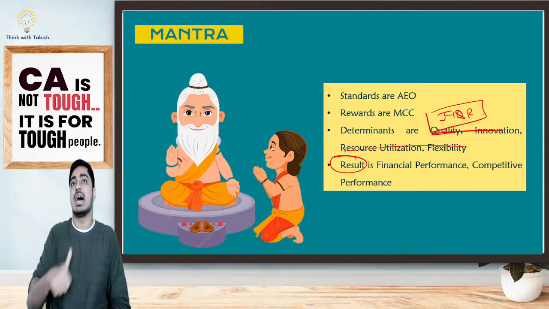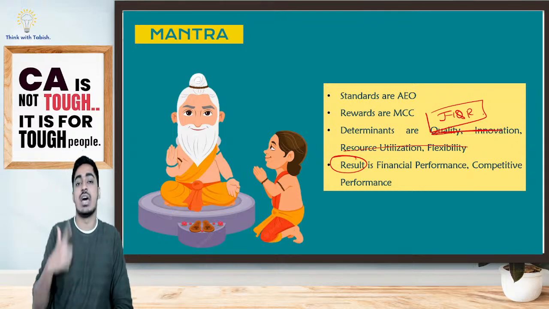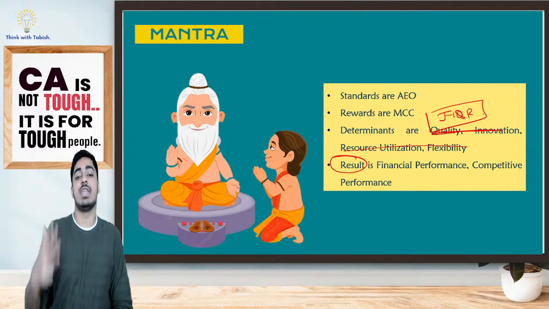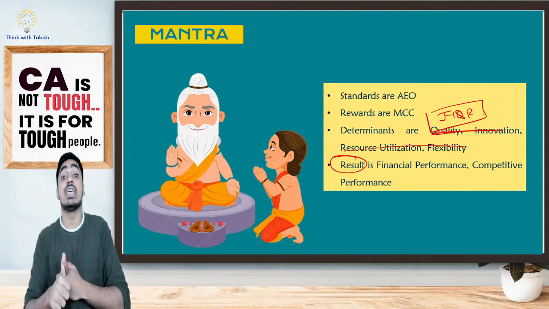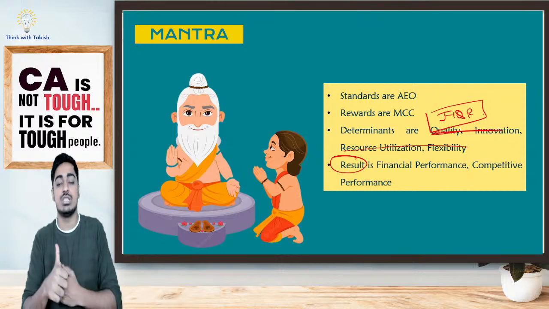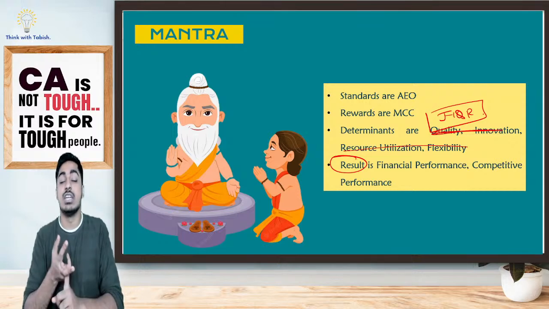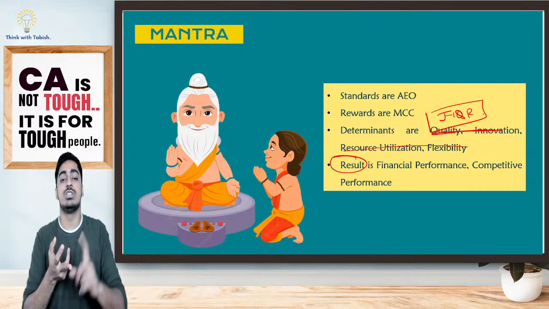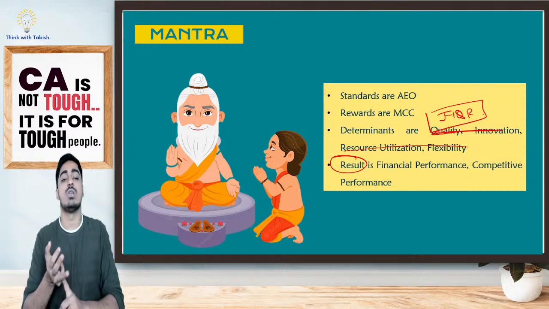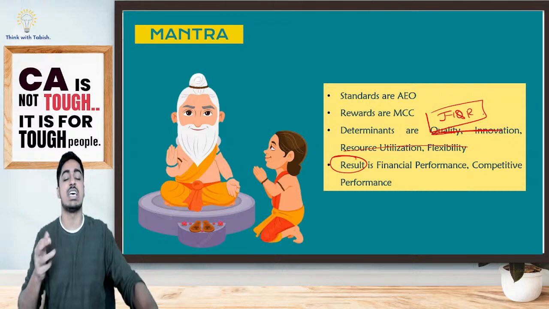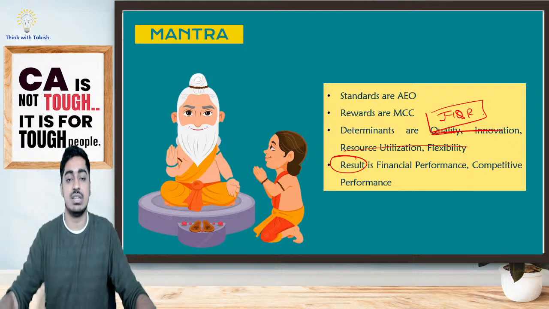Standards are AEO. Rewards are MCC. Determinants are fikr. And results are financial and competitive. So standards are AEO: achievable, equity, ownership. Rewards are MCC: motivation, clear, controllability. And next, my determinants are fikr: flexibility, innovation, quality, resource utilization, as well as my results are financial performance as well as competitive performance. Is it clear, everyone?